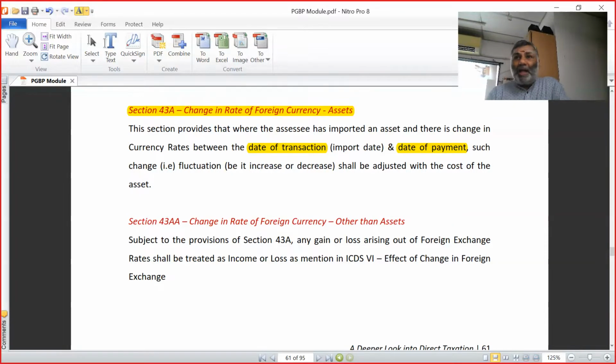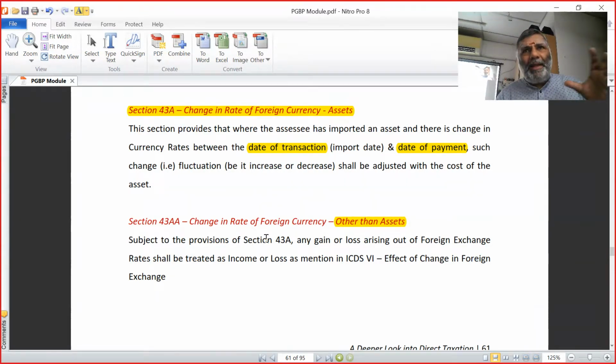For all other than assets, it will be taken as revenue item, subject to the provision of section 43A. So 43A is an overriding provision. So if it is an asset, you don't have an option. You have to adjust it with the cost of the asset. Subject to the provision of 43A, any other gain or loss arising out of foreign currency transaction, which means other than assets, you can treat it as revenue.